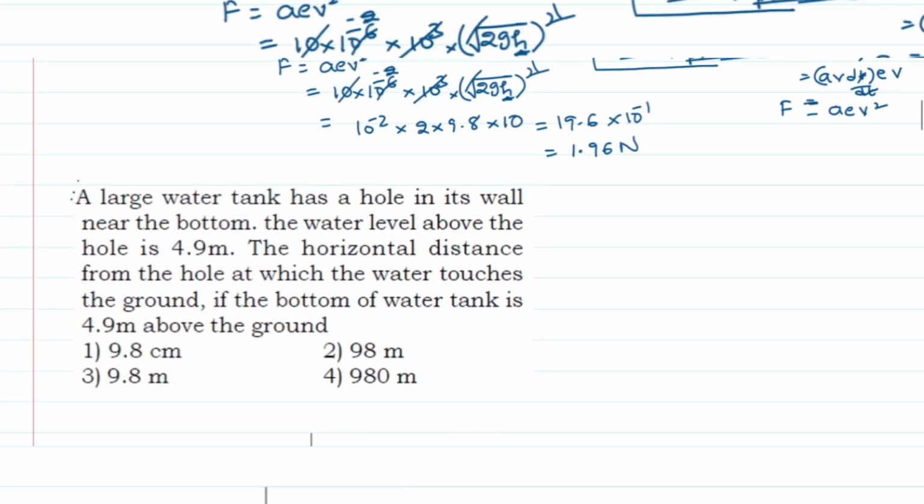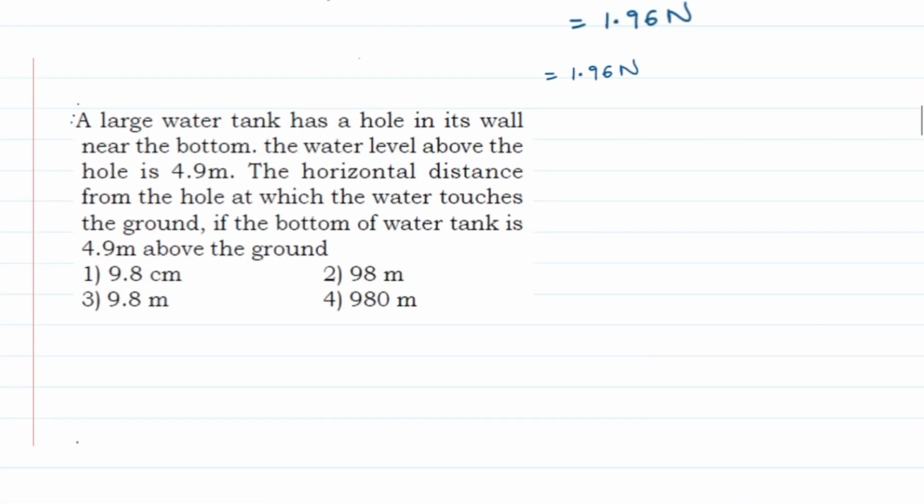Look at the next question. A large water tank has a hole in its wall near the bottom. The water level above the hole is 4.9 meter. Here a large water tank is given, and near the bottom a hole is placed. The water level above the hole is 4.9 meter.